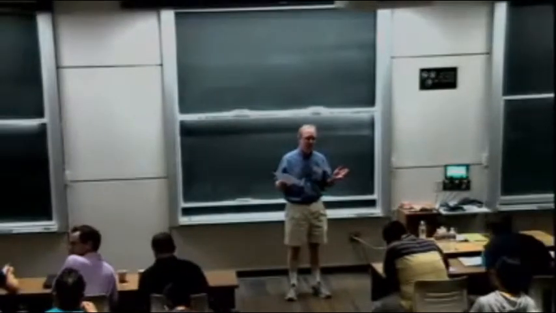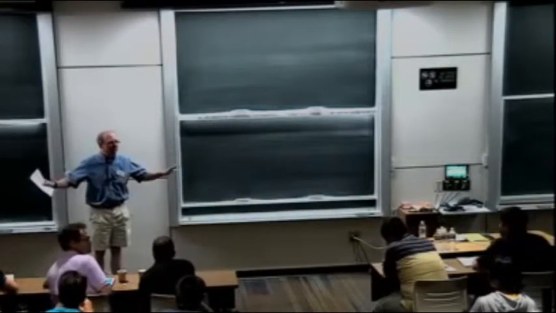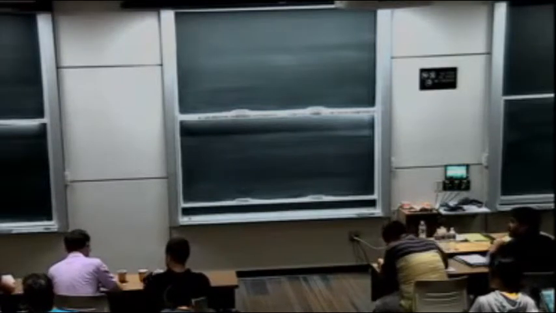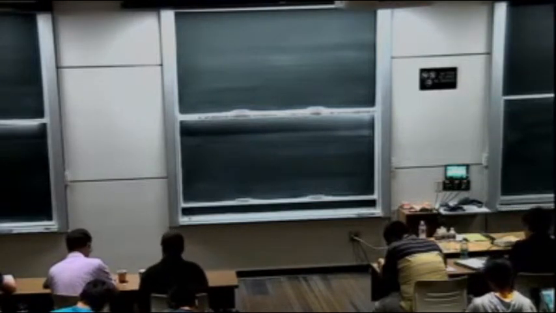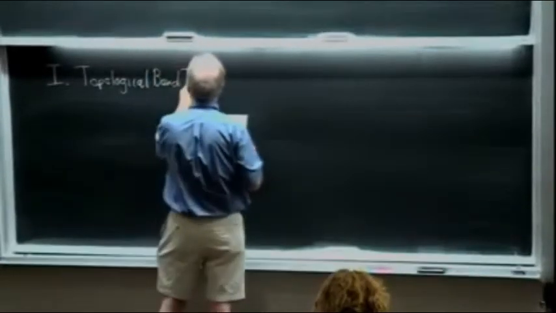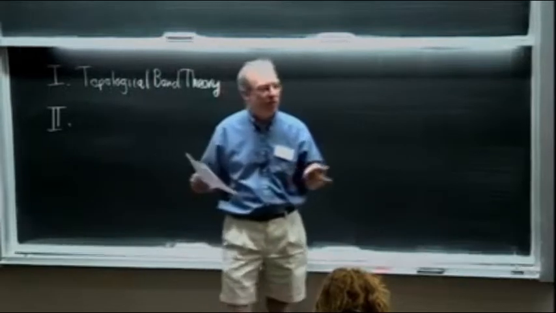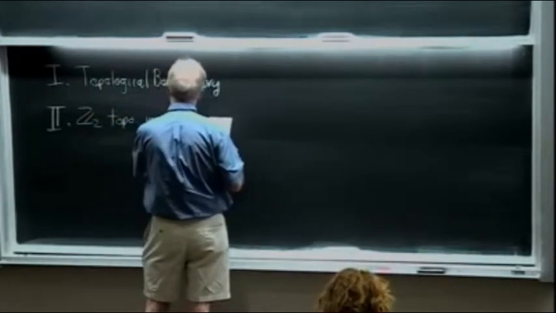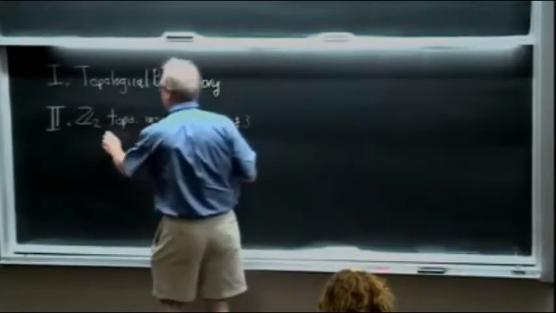So I was asked to talk about topological insulators, and so I thought I would broaden that a little bit to topological band theory in general. So let me just give you a little bit of an outline of where I'm going to go over the course of the four lectures. I'm going to start off with some general things about topology and band theory, so topological band theory. And then that'll segue into a discussion of the time reversal invariant topological insulators, so the Z2, in three dimensions, plus some generalizations.